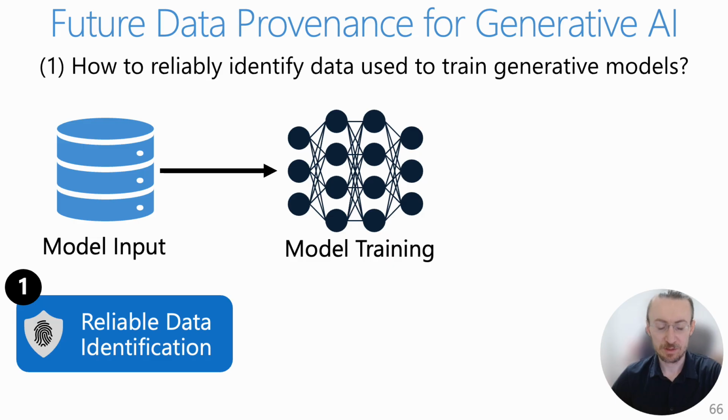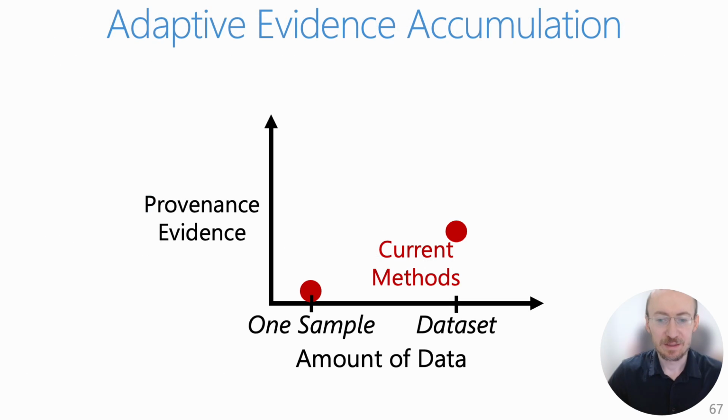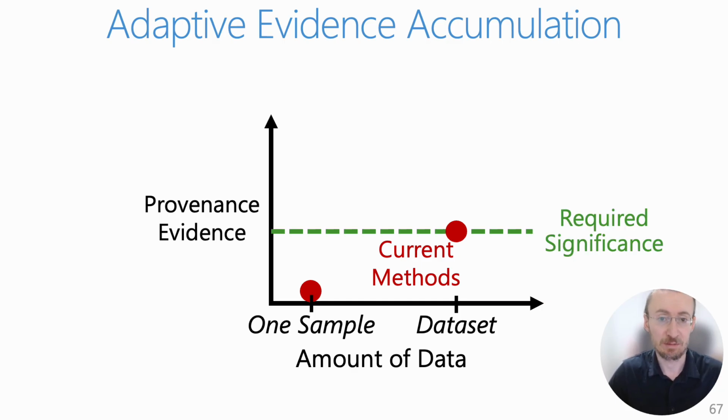Okay, so we covered this past work on these three aspects of data provenance, and now let's look into the future and try to identify what is the next step to provide strong data provenance for generative AI. So current methods operate at two extremes. They either test individual samples or entire datasets. But single samples are not enough, as we saw in the previous slides. For datasets, we do not know in advance how much data is sufficient to obtain a required significance level.